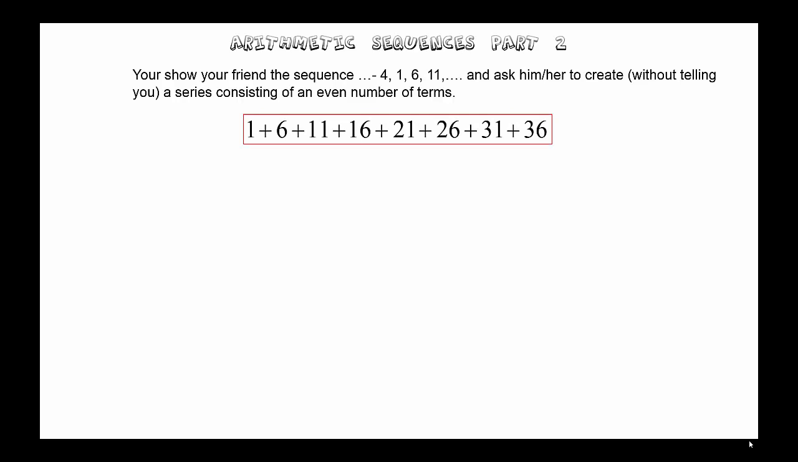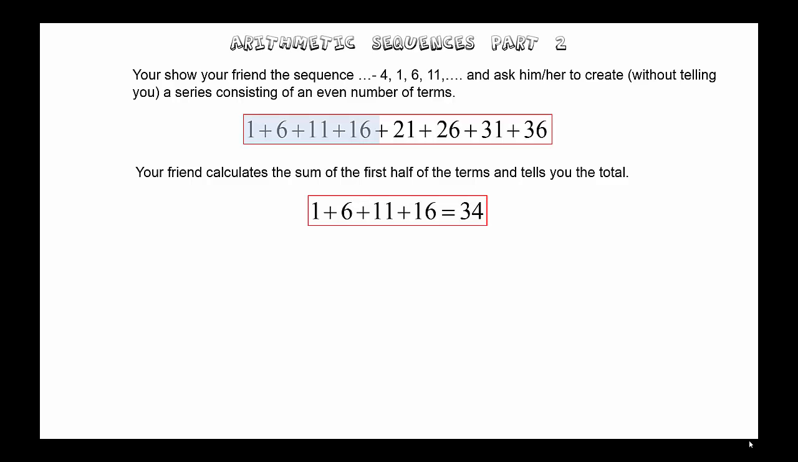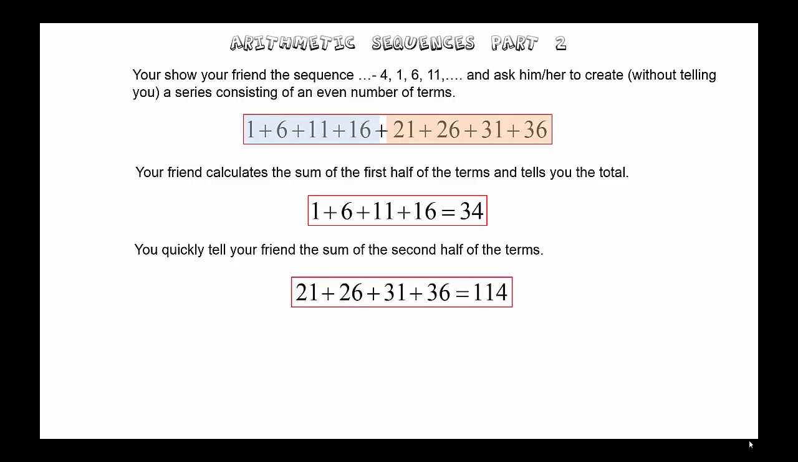And let's suppose that this is the series, because we are now going to add them, that your friend has chosen. You ask your friend to calculate the sum of the first half of the terms and ask them to tell you what the total is. In other words, this is what your friend is working out, which comes out to be 34. Now you, in your infinite wisdom, will be able to tell your friend straight away that the sum of the remaining 4 numbers of the series is going to be revealed to them very quickly. And it will be 114.